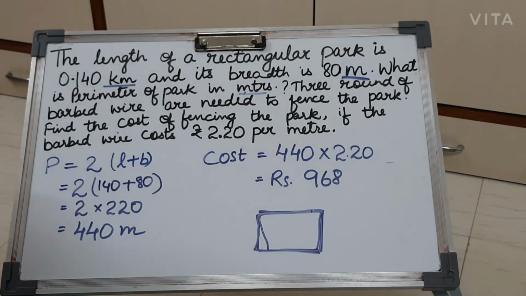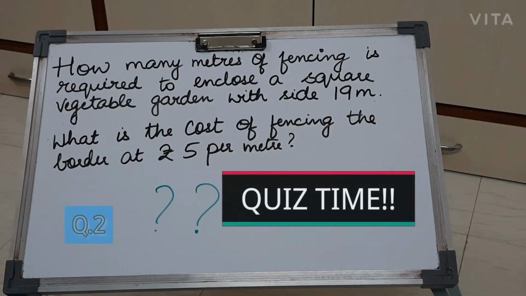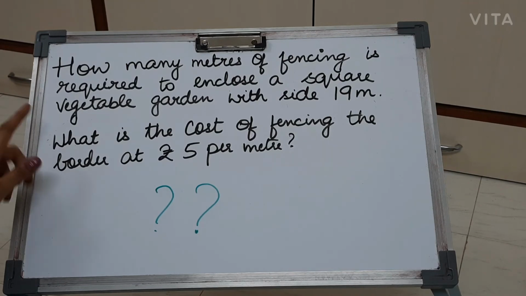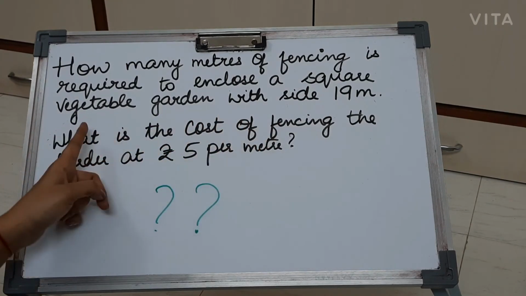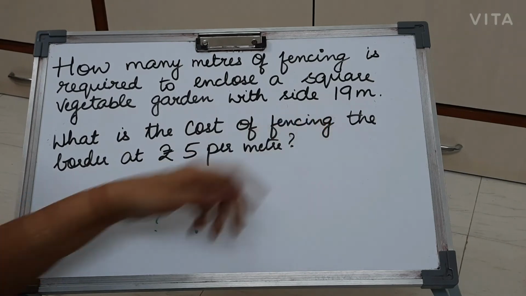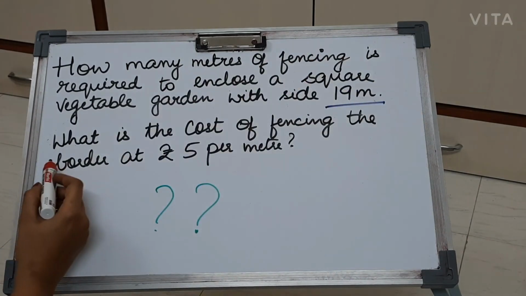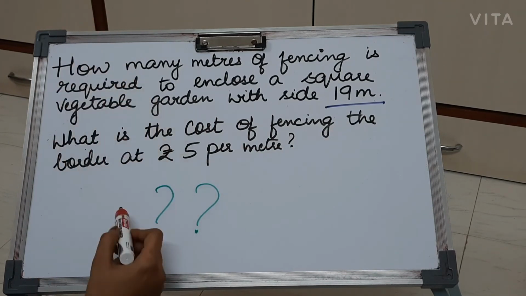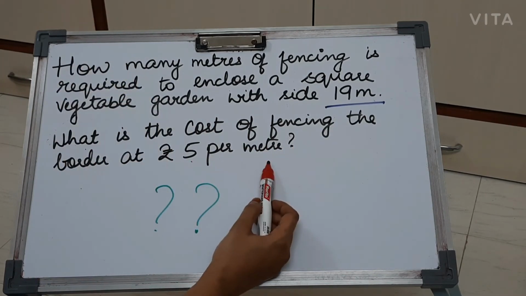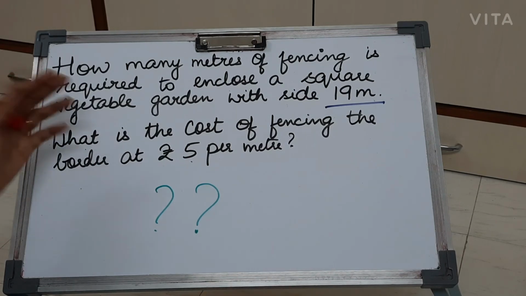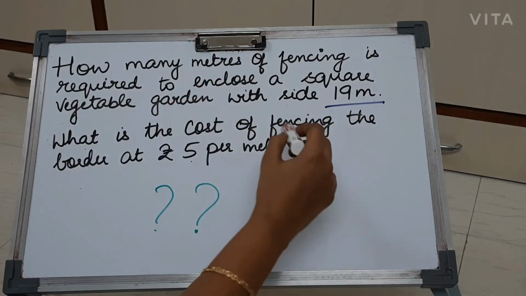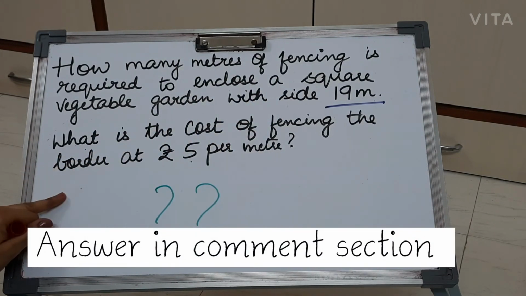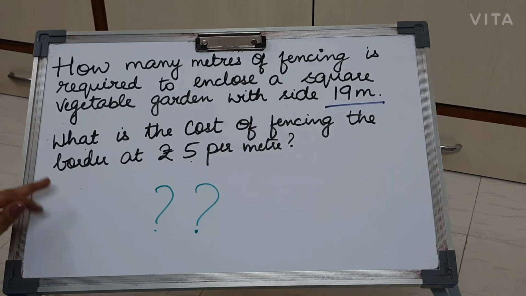Now I have a question for you all. How many meters of fencing is required to enclose a square vegetable garden with side 19 meter? And the next is, what is the cost of fencing the border of this garden at rupees 5 per meter? So the hint here is, fencing means we have to take out the border. So you will find the perimeter of the square, and then the cost of fencing the border.